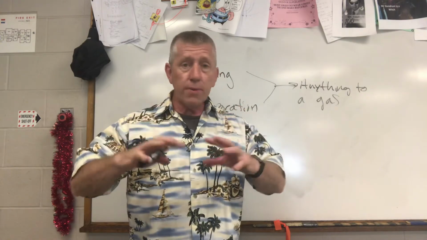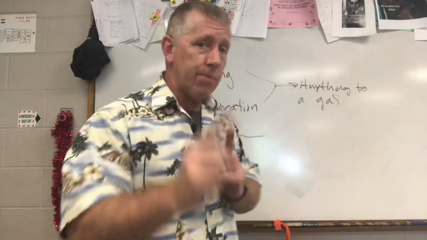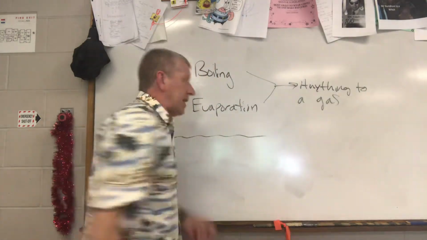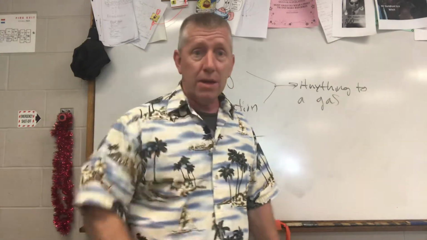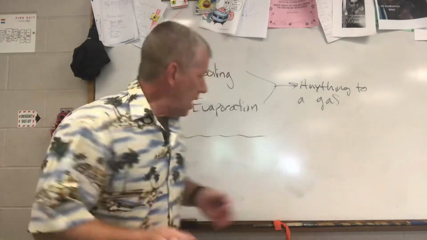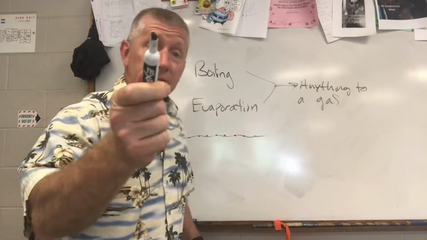It doesn't do it throughout the whole liquid. It occurs at the surface and below the boiling temperature. So water can evaporate at 40 degrees. 40 degrees, well, I was going to say Fahrenheit, you know, on a cool day water evaporates. But it occurs at the surface. It happens much faster if the sun comes out.